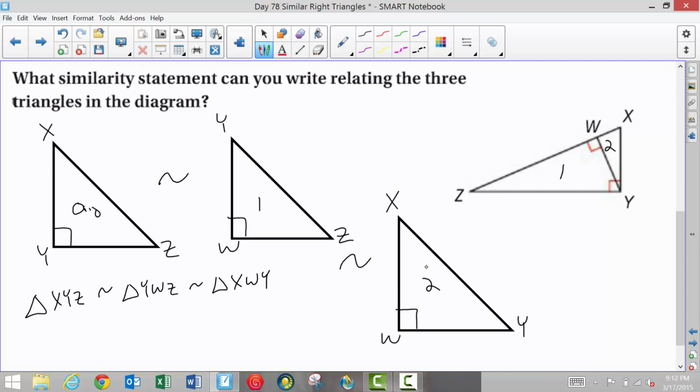So what you want to do is redraw three right triangles, all facing the same direction. Label your 90-degree angles, and then find the overlapping angles that are in triangle 1 and the original, and the overlapping angle that is in triangle 2 and the original. We'll do another example.